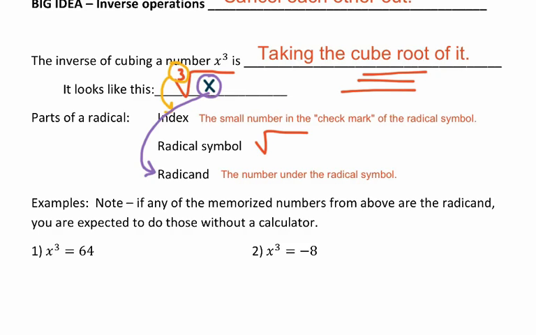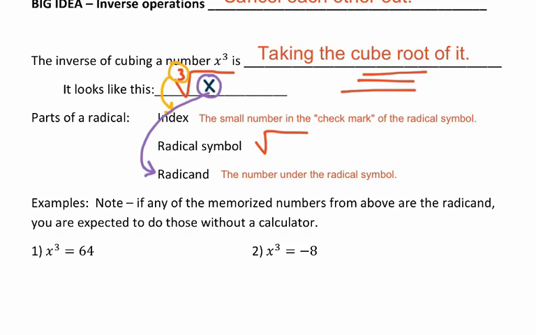Alright, so let's take a look at some examples, and please note that if any of the memorized numbers that I have listed on the top of the paper are the radicand, you're expected to do those without a calculator. If the numbers aren't one of those, then you would use a calculator to determine the answers.